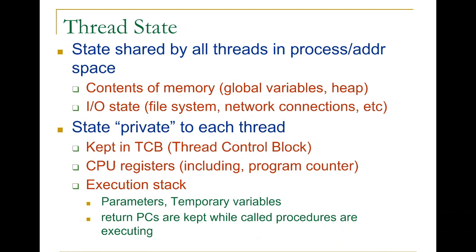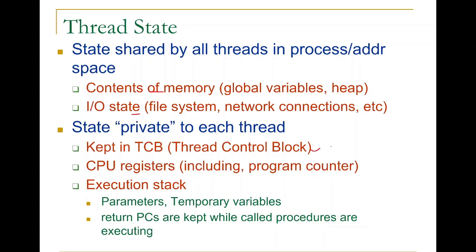Same now, let's see thread state. States shared by all threads in a process or address space. Now, one is content of memory, right? Content of memory. They share contents of memory and they share IO states. That's what they share. Now, the states that are private to each thread are the thread control block.